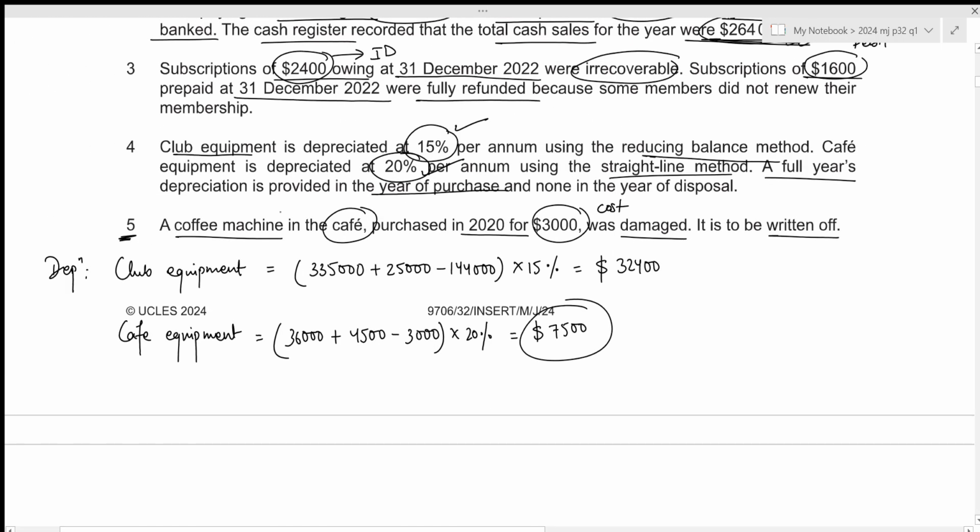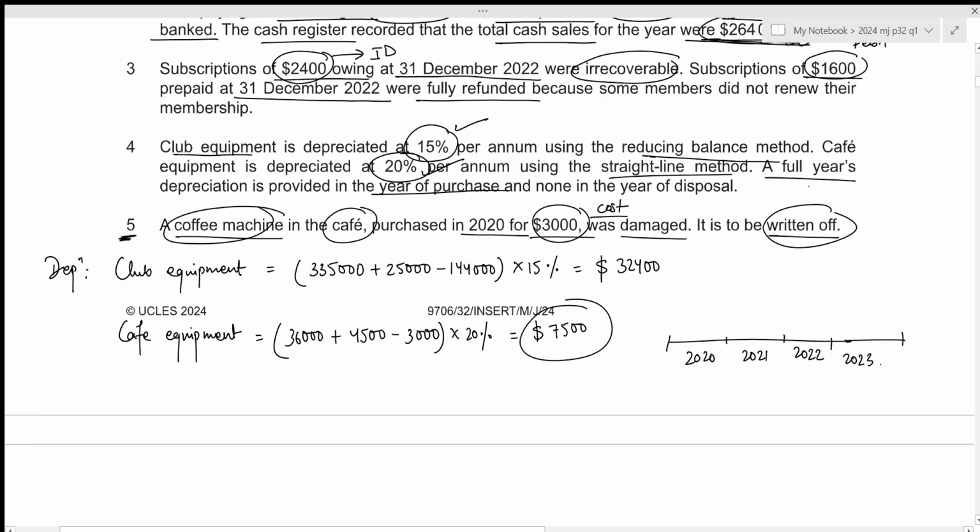Then there is also this coffee machine that we need to write off during the year. But we cannot write off the cost. We need to write off its net book value. And in this case, the coffee machine of 3,000 was purchased in 2020. Currently, we are preparing the statement of profit or loss for the year ended 31st December 2023.